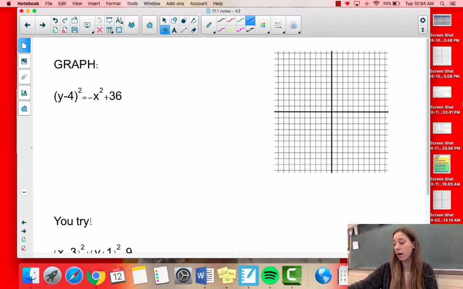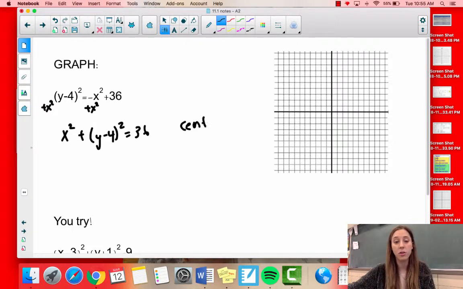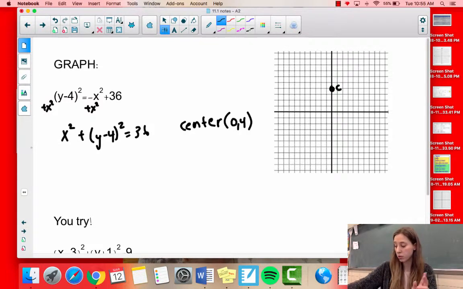So let's practice graphing a couple of those. Here we've got (y - 4) squared equals -x squared plus 36. Before you ever start graphing or working with the equation, always make sure that the x's and y's are on the same side. So I'm going to go ahead and add x squared over to the other side here. And when I do that, I get x squared plus (y - 4) squared equals 36. And now we need to go ahead and find the center. So just by looking at our equation, we know that the center is going to be (0, 4), so we could plot that. And you can label it C if that helps you remember it's the center.